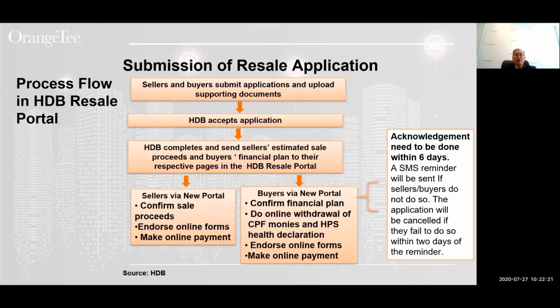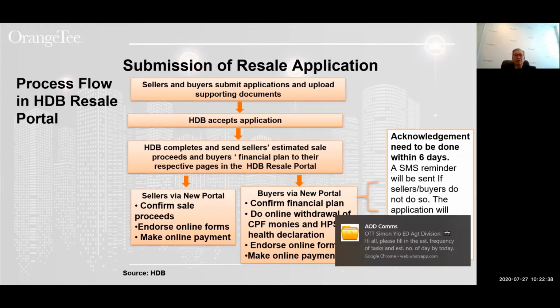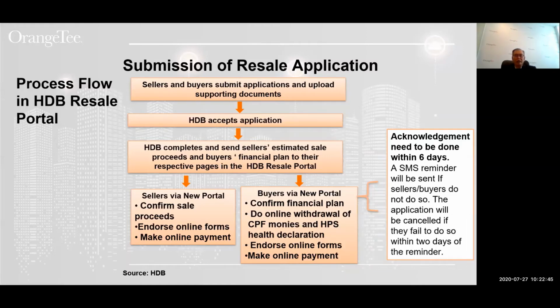Now, once HDB completes and all these applications are accepted, HDB sends to seller and buyer the estimated sales proceeds for the seller and the financial plan for the buyer, with respective pages on the HDB resale portal. That means the seller will have his own information, the buyer will have their information. So both seller and buyer basically need to confirm and acknowledge that all these are in order.